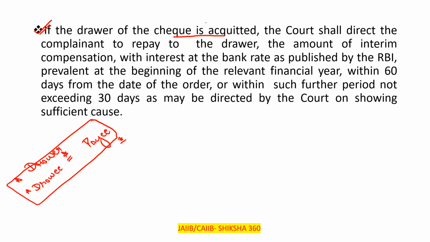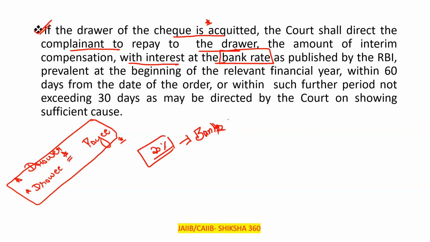So if the drawer of the check is acquitted, the court shall direct the complainant to repay to the drawer the amount of the interim compensation. Clear? They have to pay the interim compensation amount, that is 20%, along with the interest at the bank rate. Clear? What is the interest rate here? That is the bank rate.